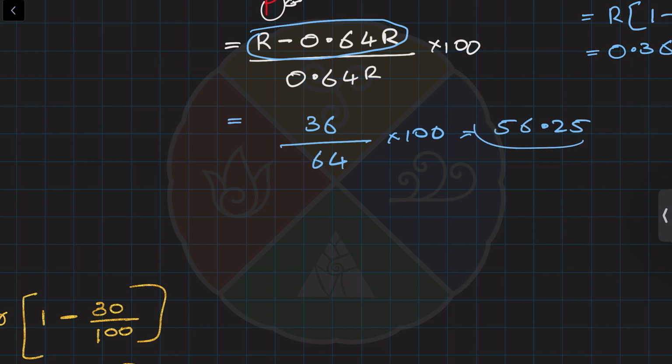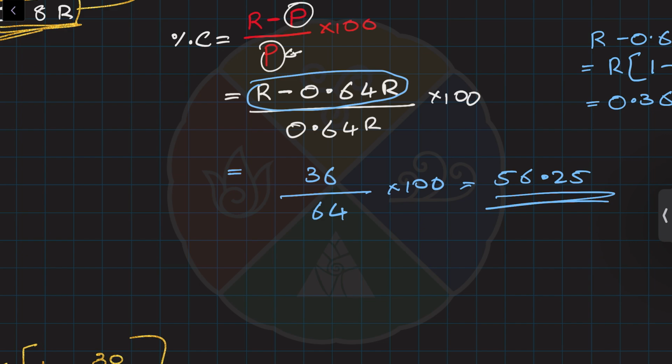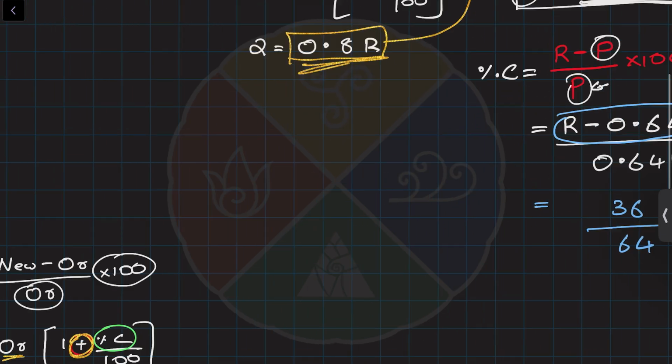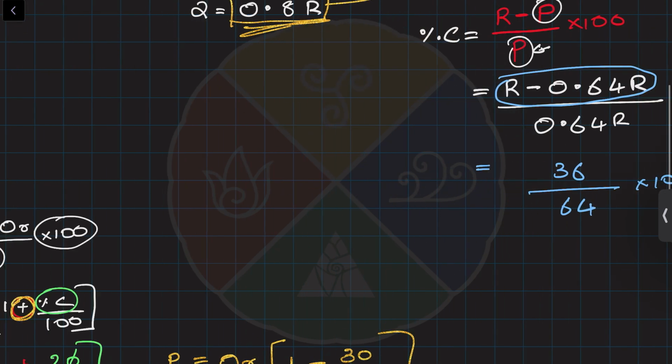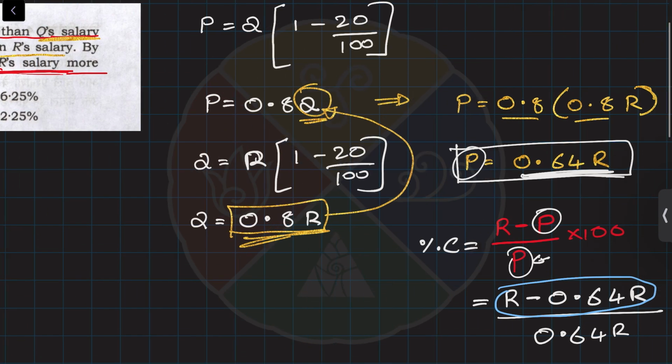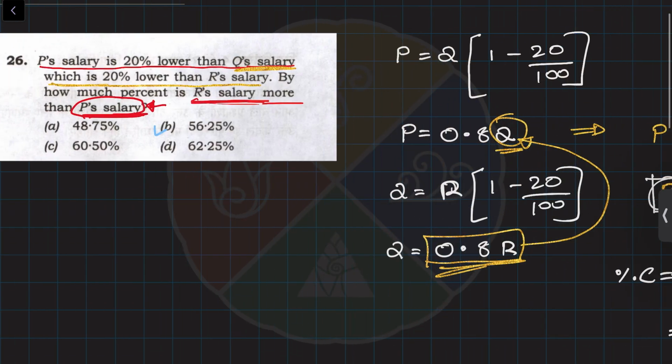56.25. It's a positive value. That basically means it's an increase or higher. So the change of R salary is 56.25 percentage, 56.25 percentage higher than P salary. So 56.25, that's the answer, right? Yeah, the answer is given. The answer will be option B, 56.25.